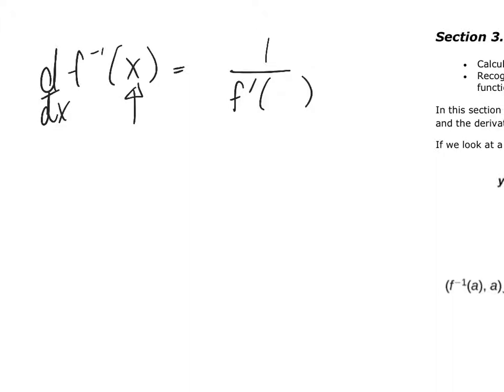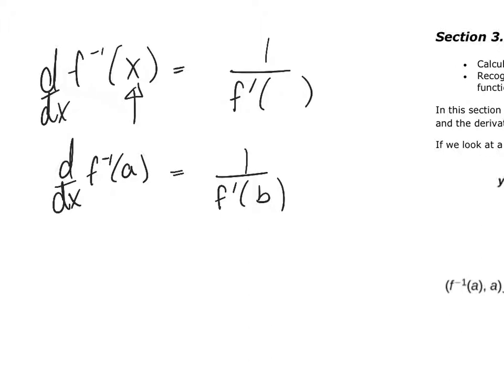So if you're asked to find the derivative of the inverse at A, where A is the y value, then we have to find the derivative at whatever B was. B is the value that produced A. In my original function, if I put in B, A comes out. So I have to figure out what x value produced that.